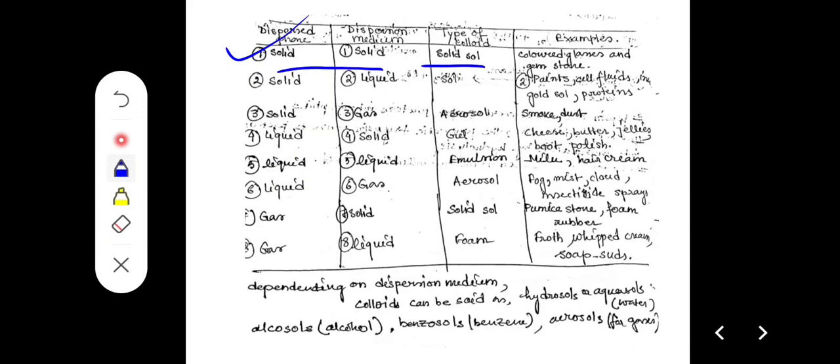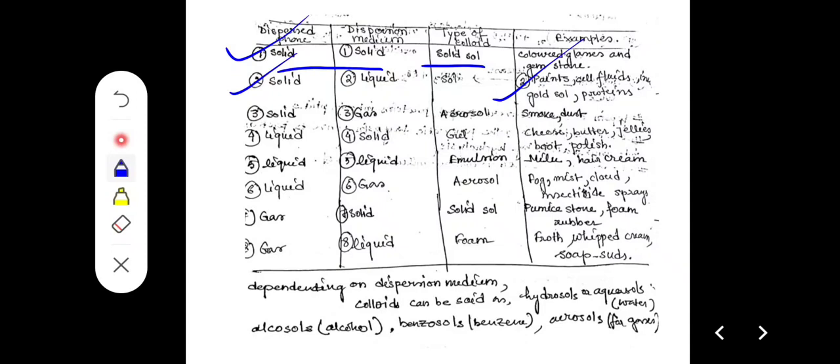Colored gases, gemstone, and so on. Next one: dispersed phase solid, but dispersion medium liquid. So solid is added to liquid. This type of colloid is called sol, not solid sol, only sol. Examples are paints, cell fluids, gold salts, and proteins.